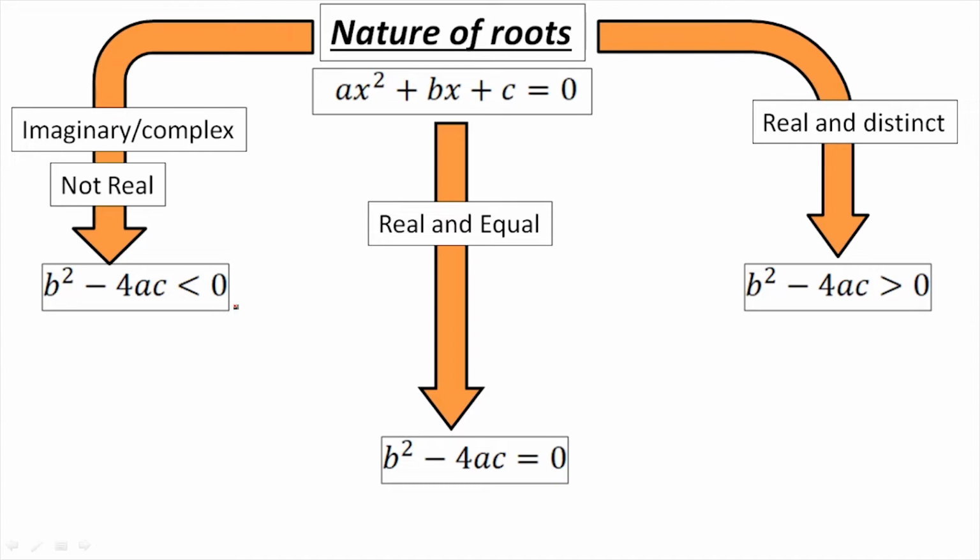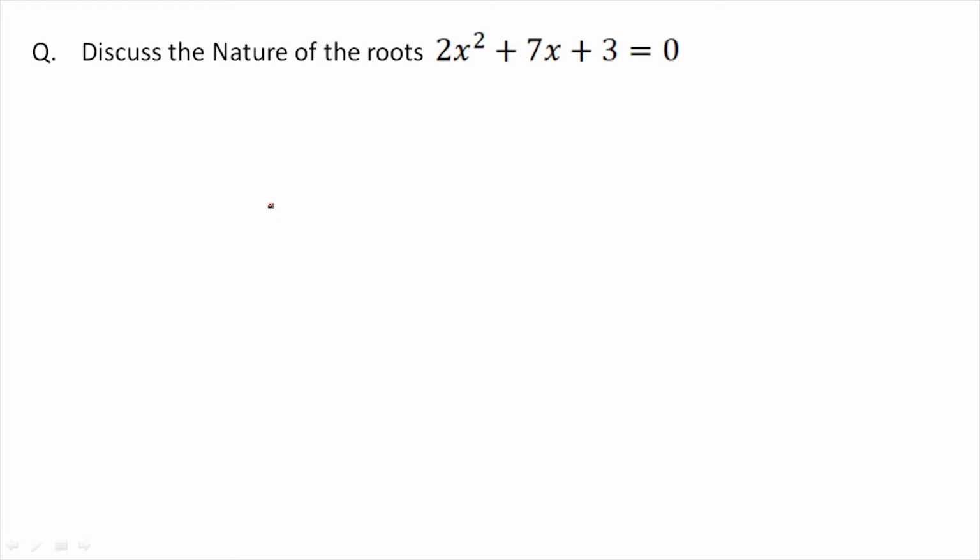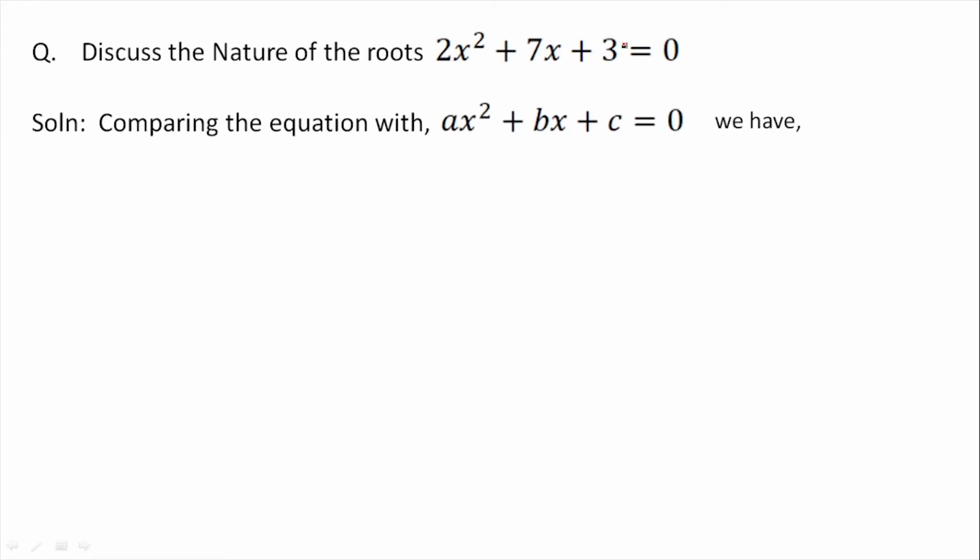Now let's see with the help of an example. Suppose there is a quadratic equation 2x square plus 7x plus 3 equals 0. For this equation we need to discuss the nature of the roots. We have to find the discriminant, that is b square minus 4ac. For that we need to compare it with the standard equation ax square plus bx plus c equals 0.